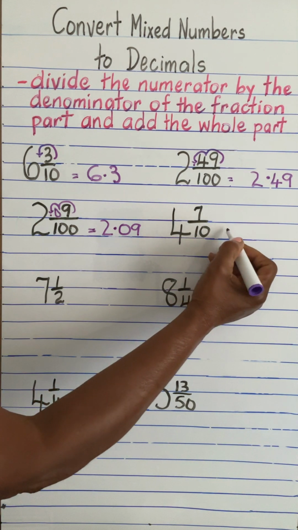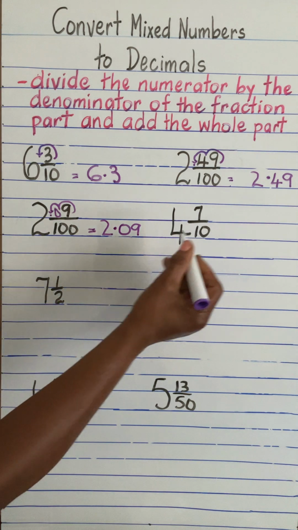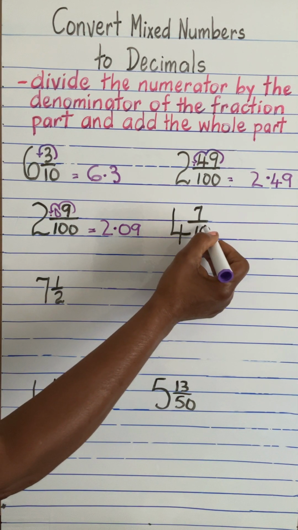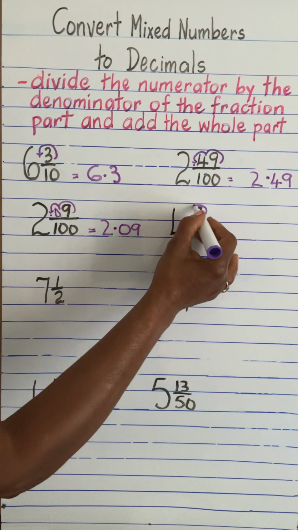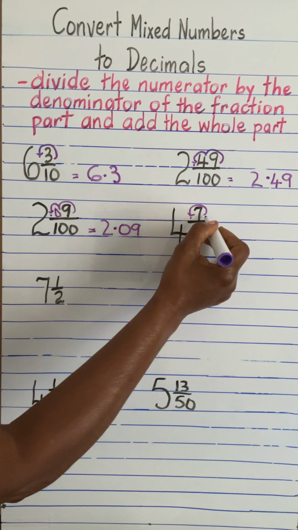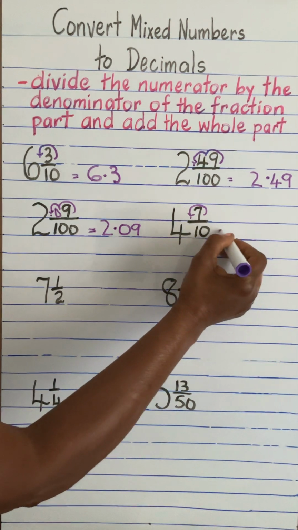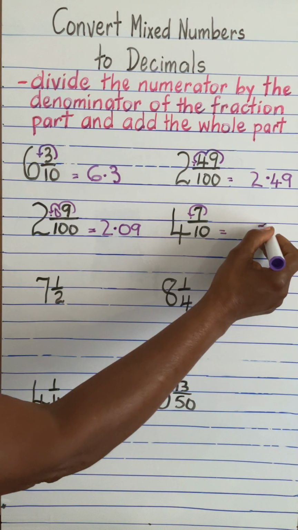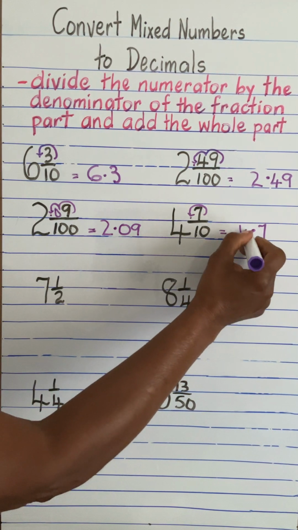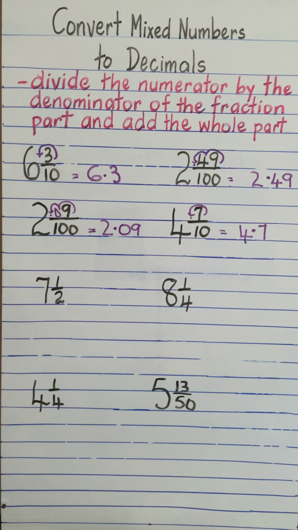Next, 4 and 7 over 10. Move the point 1 place to the left. So that is equal to 0.7, and we're going to add our 4. So 4 and 7/10 is equal to 4.7. So that is when we're dividing a fraction by 10 or a power of 10. So let's go to the next example, 7 and 1/2.